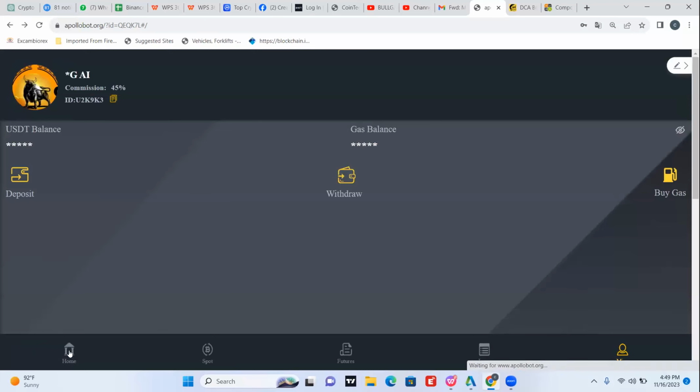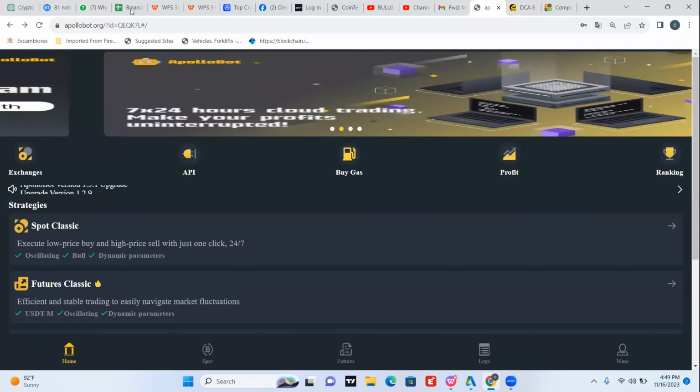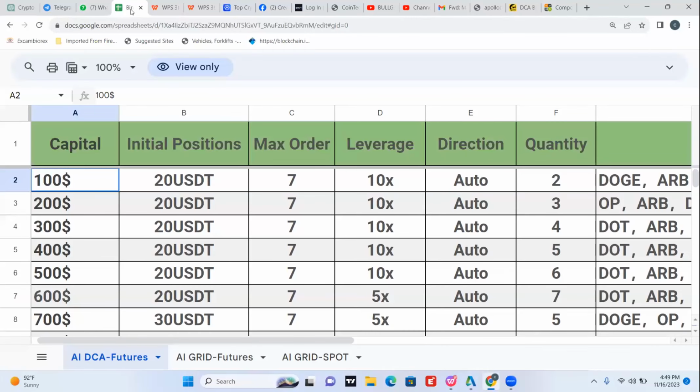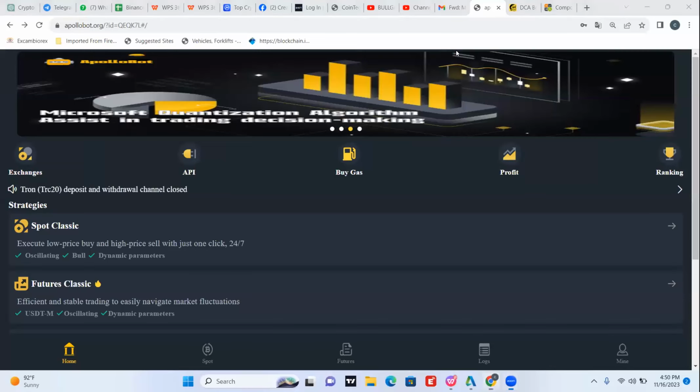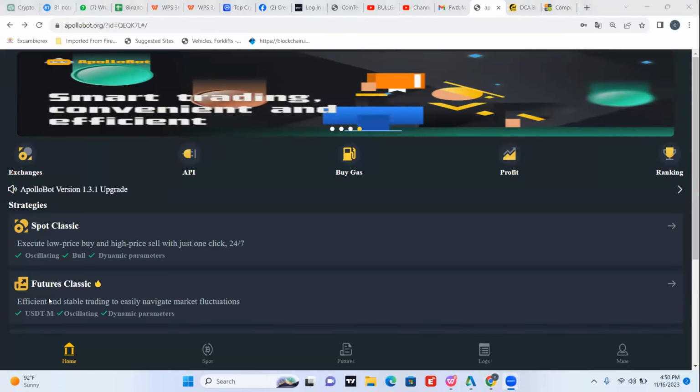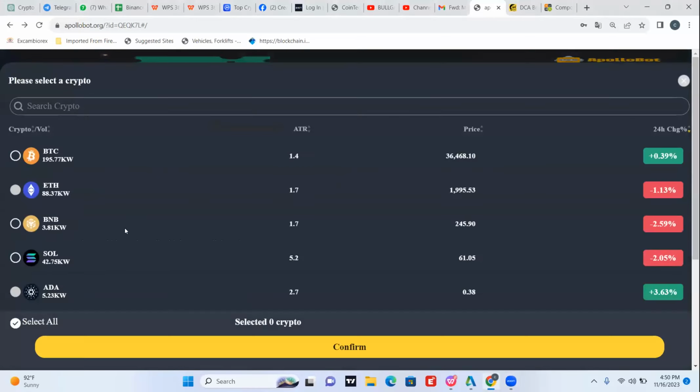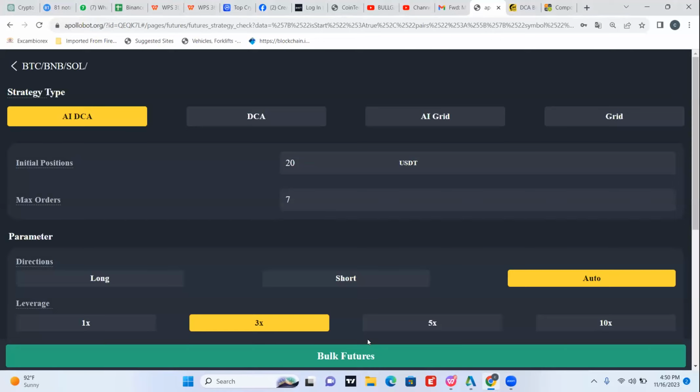So what's next? You want to trade according to this table right here. Look at the table, choose your capital, then tap on Futures Classic. Then you pick the coin. It has multiple selection, so you can select all your coins at once. When you're done, you tap on confirm. Now a new page pops up like this.